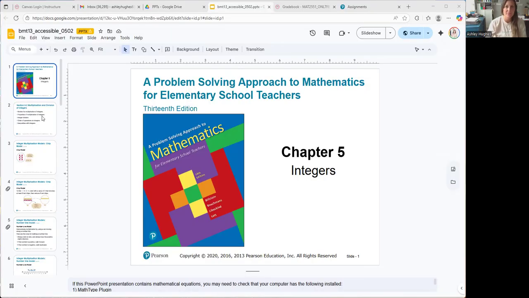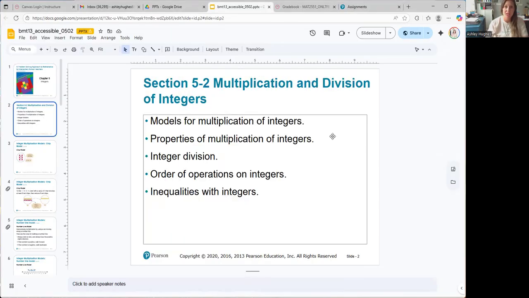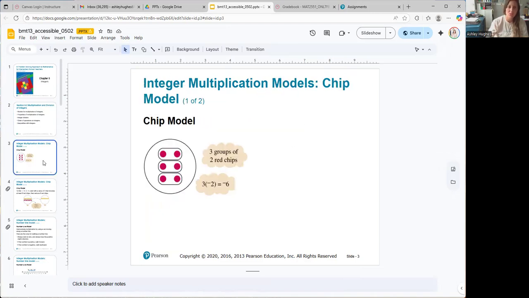All right, guys, so today we're going to do some more integer work, but this time with multiplication. So let me pull up the notes, section 5.2. Okay, so here are integers, models for multiplication of integers, talking about multiplication, subdivision, and inequalities.